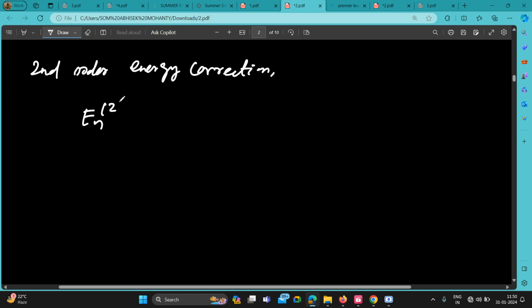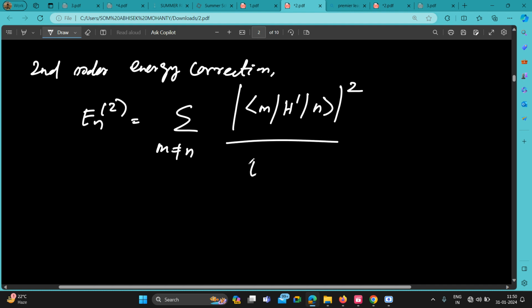What is the second order energy correction formula? Second order energy correction is E_n^(2) equal to summation over m not equal to n of |m H dash n| squared divided by (E_n minus E_m). This is the second order energy correction. I hope it won't be that helpful because second order doesn't come that much, but still, remember it to be safe.